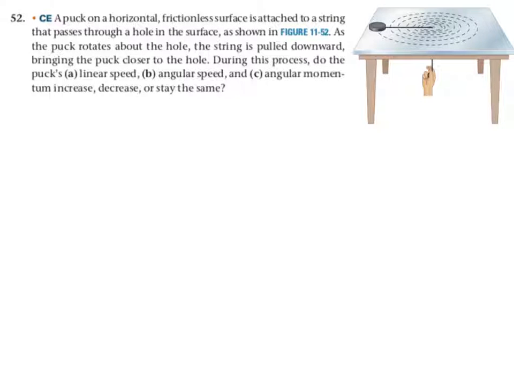Chapter 11, number 52. A puck on a horizontal frictionless surface is attached to a string that passes through a hole in the surface as shown in the figure. As the puck rotates about the hole, the string is pulled downward, bringing the puck closer to the hole. During this process, do the puck's linear speed and angular momentum each increase, decrease, or stay the same?